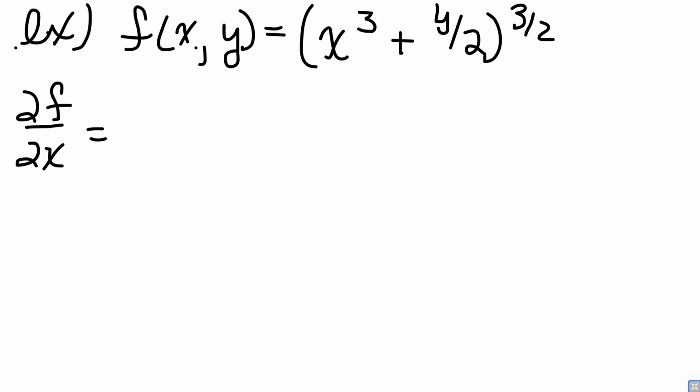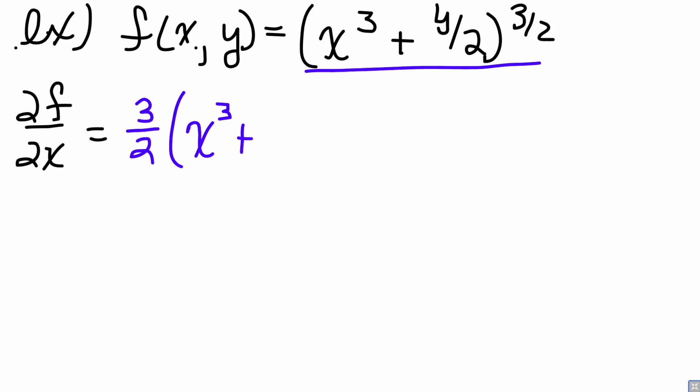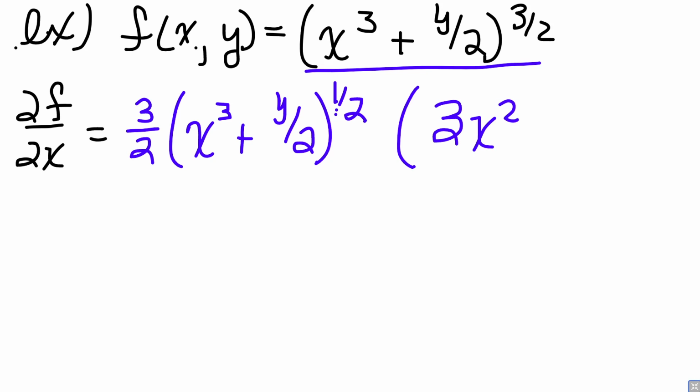If I do the partial of f with respect to x, and I take the derivative of this, do you have to use the general power rule? So I'm going to have 3 halves times (x cubed plus y over 2) to the 1/2 power, times the derivative of the inside. If I take the derivative of the inside with respect to x, I'm going to end up with just 3x squared. Now, the derivative of y over 2 is going to be what? 0. It's going to be 0.